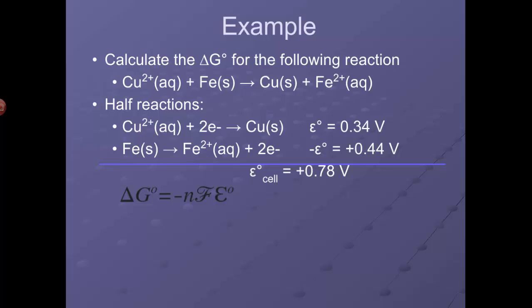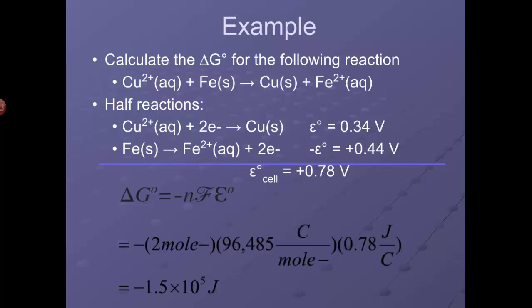Delta G is equal to negative N times F times E. All right, well, what's N? N is the number of moles of electrons transferred. If you look in both half reactions, the number of moles of electrons transferred is 2. So N is 2. Faraday is the Faraday, and E cell is plus 0.78 volts. So 2 moles of electrons, 96,485 coulombs per mole, and 0.78 joules per coulomb. Our delta G value is negative 1.5 times 10 to the 5th joules.